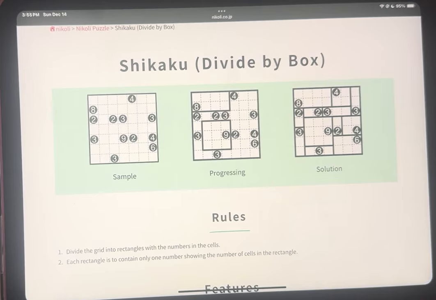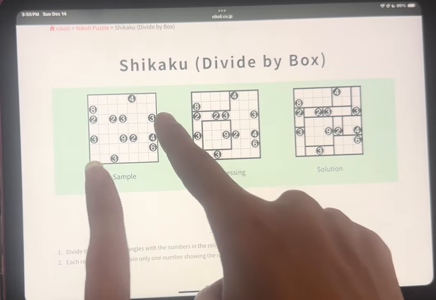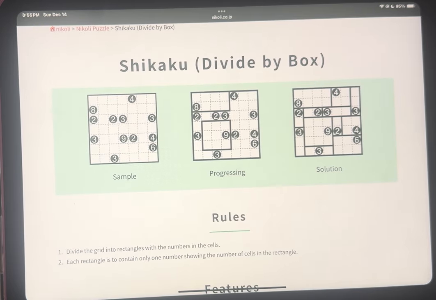Hi, today I'm going to show you how to solve a Shikaku puzzle. I'm not sure if I'm saying that right, but it's okay. Shikaku is a logic puzzle with a grid. Most of the boxes have a number in them. That number tells you how many squares the box should cover. The boxes must complete rectangles and cannot overlap.